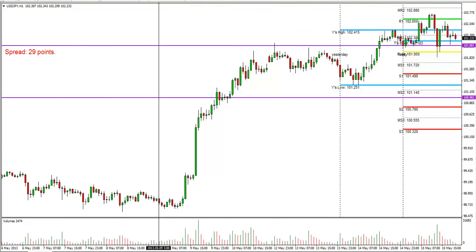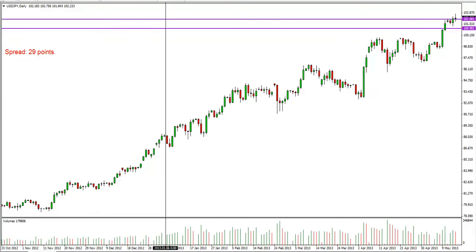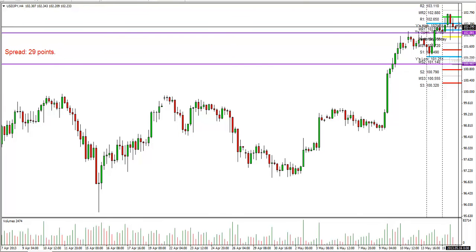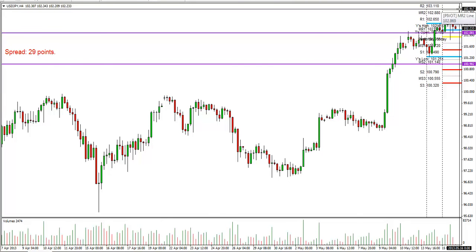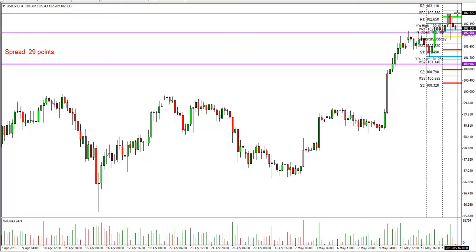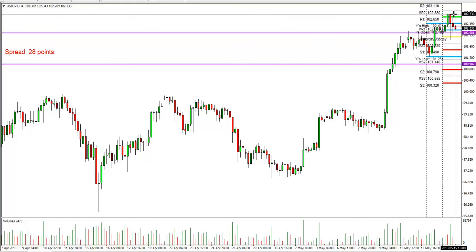For targets, I'm going to zoom in on the 4-hour chart just a little bit. We're going to look at pivot points, and we're going to be looking for a target at today's high, 102.73. That's the first target. The second target is going to be our pivot point levels. We're going to be looking at the second resistance line at 103, and then we're going to look at 103.50. Those are the potential target areas.